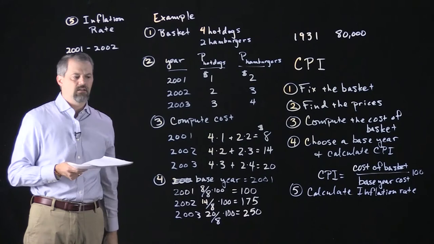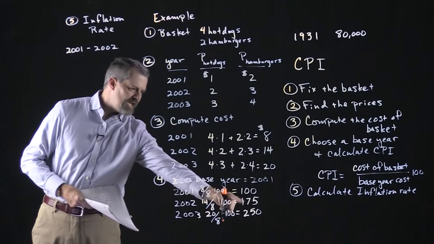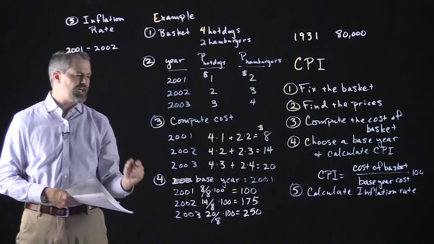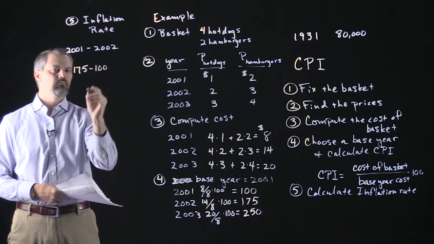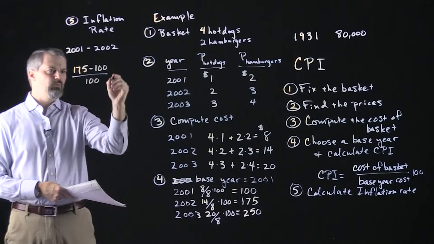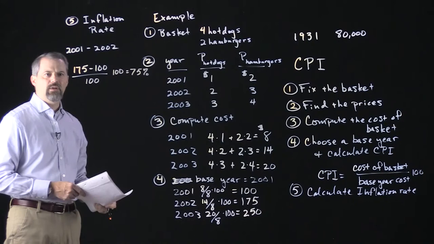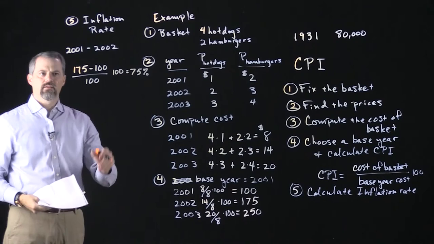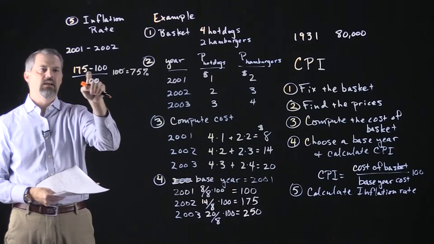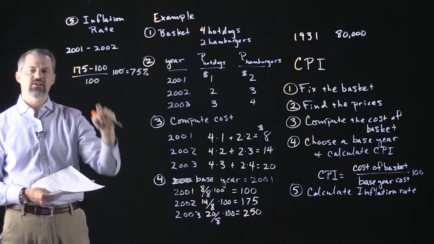So we look at the change in CPI. So it's the 2002 CPI minus 2001. So it's going to be 175 minus 100. We divide by where it started, which is 100, and then we multiply by 100. That's going to give us 75% inflation from 2001 to 2002. So that's how we calculate the percent change in the CPI. The trick here, obviously, is that this 100 and this 100 cancel out, and as long as that first year is the base year, you just have to look at how much that changed by.